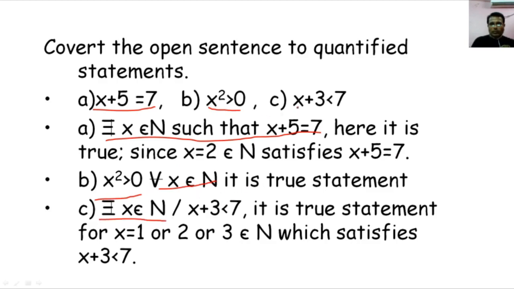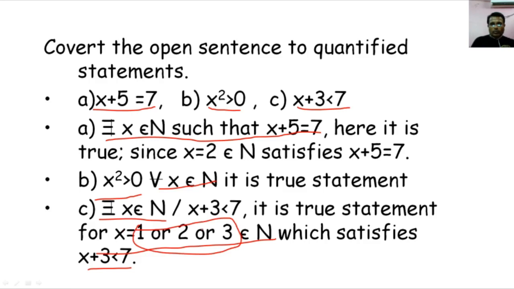The third question is x plus 3 is less than 7. So there exists x belongs to N such that x plus 3 is less than 7. It is a true statement for x equal to 1, 2, 3. Correct? And therefore, there exists is used, so limited values are allowed, 1, 2 or 3, and therefore it is becoming a true statement.